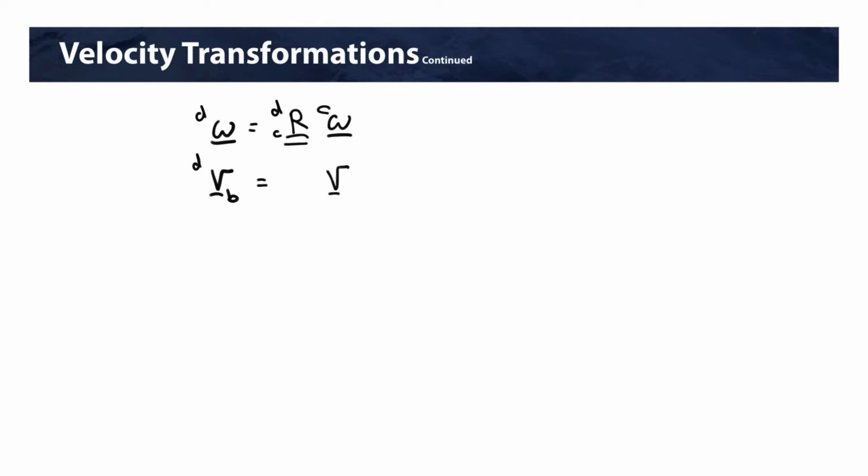Okay. Now the translational velocity of B with respect to D is going to be the velocity of A with respect to C plus the angular velocity omega with respect to C cross our position vector r A to B with respect to C. And then this all has to be multiplied by R C with respect to D. So we can write this out.